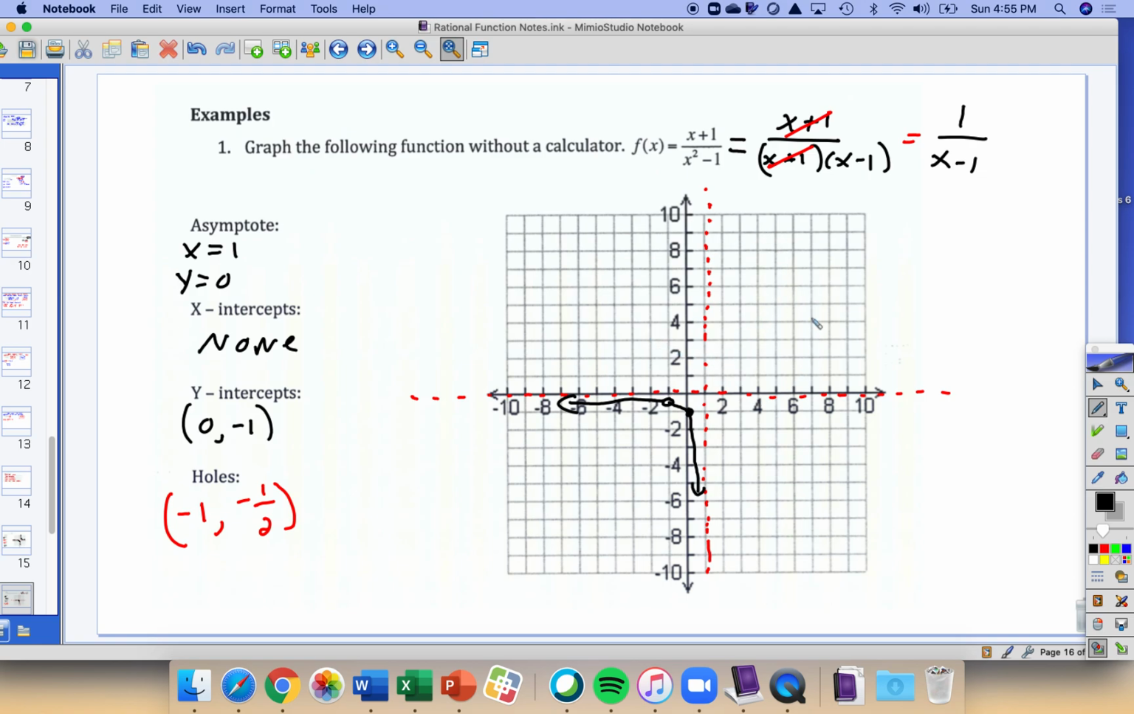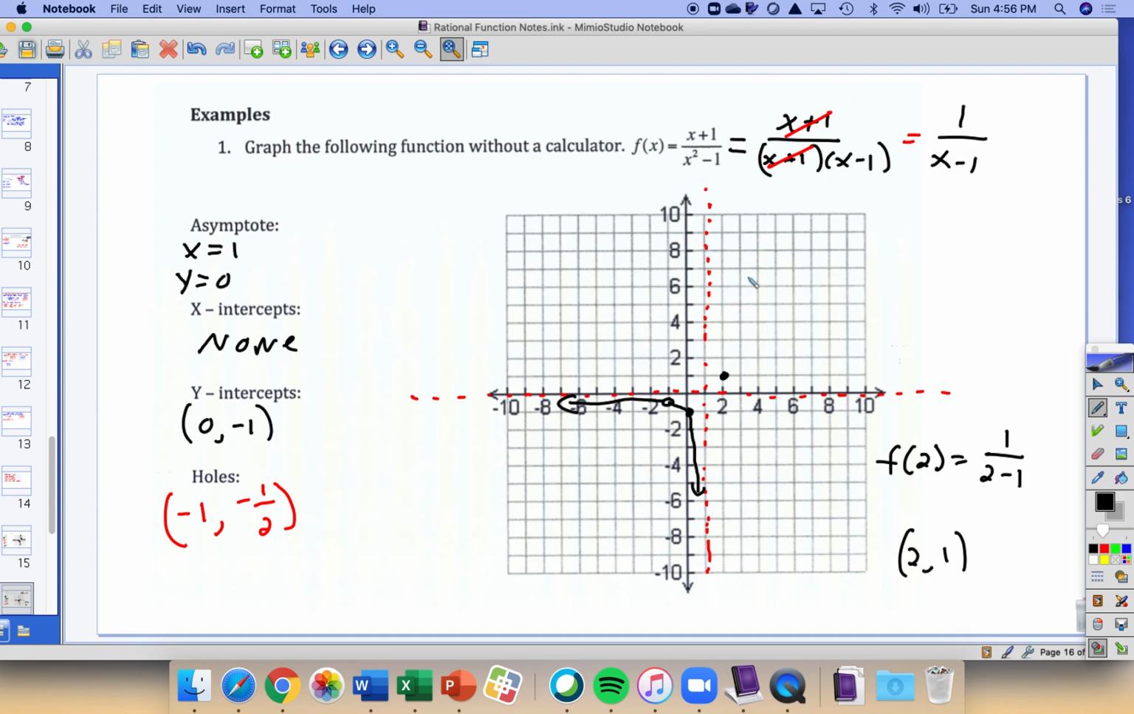Okay, but over here, I don't really have an idea of where it goes. So I'm going to input a value to give me at least 1 point. I'm going to input the x value of 2, because 2 is to the right of this vertical asymptote. So when I find f of 2, I get 1 over 2 minus 1. So therefore the point is 2 comma 1, which is this point right here.